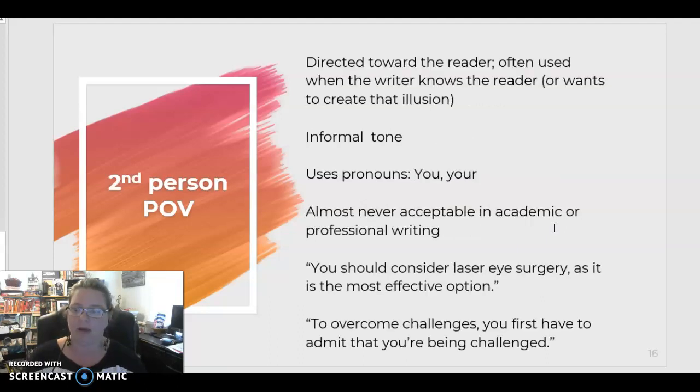In the second person point of view, typically we're directing our thoughts or our ideas to the audience directly. We're saying you or your. It's never acceptable in academic writing. I'm going to ask you to avoid that entirely. Here are a couple of examples of the same sentence from the last slide, only written in second person point of view. Instead of, I think laser eye surgery is effective, we're saying you should consider it.